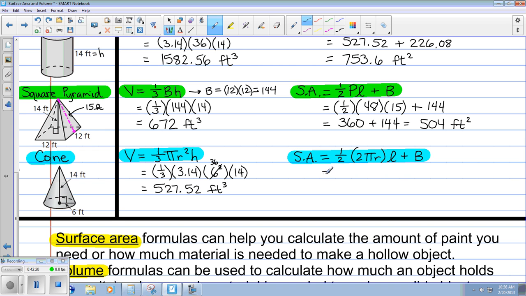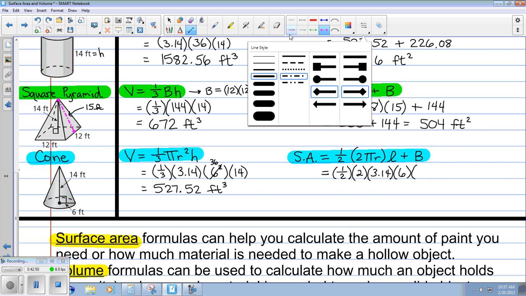Okay, so I've got 1/2 times 2 times 3.14, which is pi, times r, which is the radius of the circle, so that would be 6, times L, which is the slant height. And again, they did not give us the slant height for this problem, so I'm going to give you an approximate slant height.